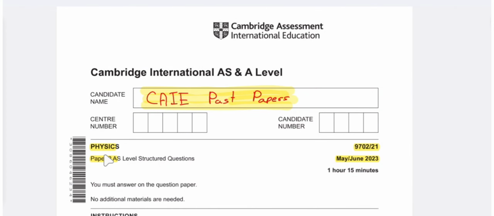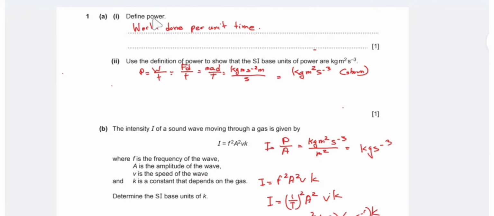In this video, we'll be discussing Physics Paper 2 AS Level Structured Question, 2023 May June, Variant 21, and the subject code is 9702. Question number 1, Part A.